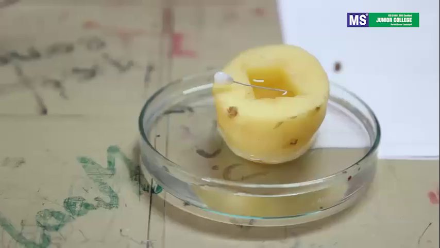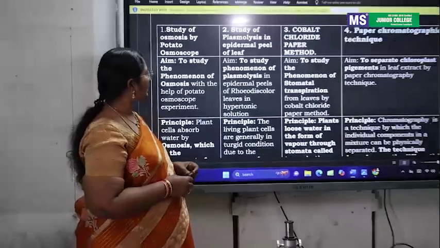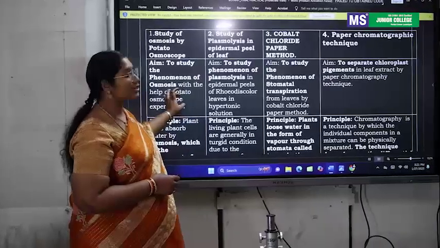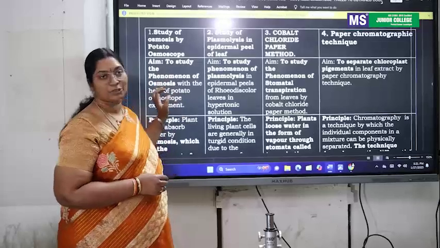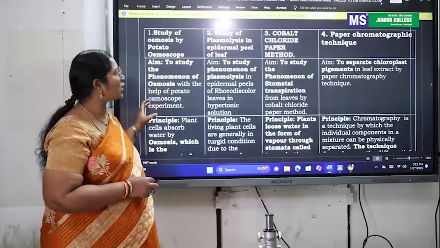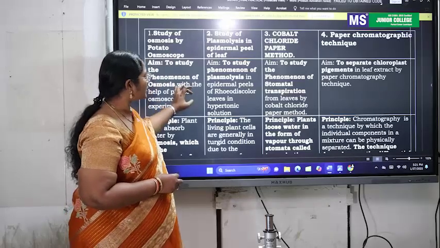Plasmolysis. Second experiment, here also I am mentioning only the aim. This experiment is about plasmolysis in epidermal peel of Rhoeo discolor leaves.